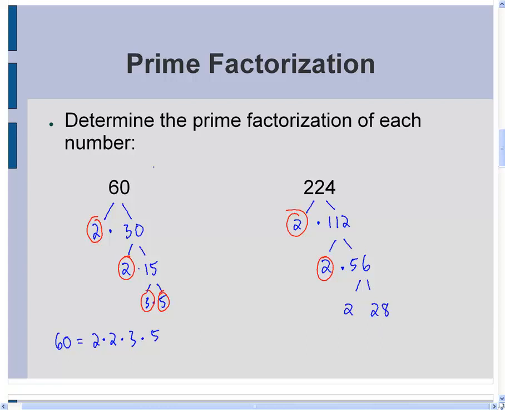So let's break it down further as 2 times 28. And again, the 2 is prime. 28 is not. Let's break that down as 2 times 14. And the 14 is 2 times 7. And I think we have our prime factorization. 7 is prime, and all of those 2's are prime. So then 224 can be written as 2 times 2 times 2 times 2 times 2 times 7.